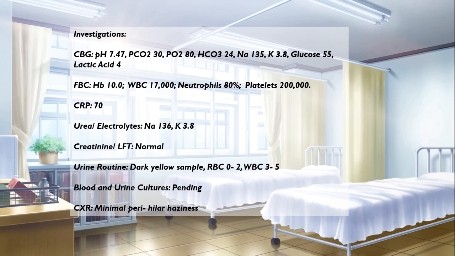So, briefly, we can see in this child that he's having an elevated lactic acid, the glucose is low, he's having high white cell count, predominantly neutrophils, he has a high CRP, his urine routine is looking normal, but the cultures are pending.